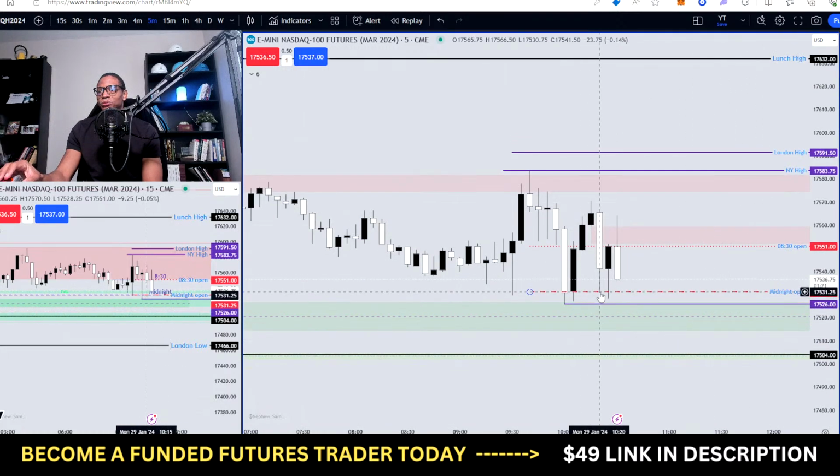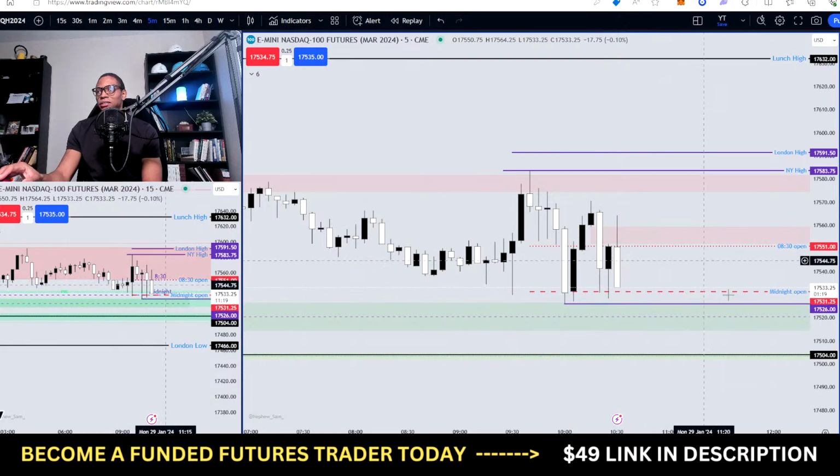All right, so this test of the midnight open was not enough to push us to new highs. It's coming back for another retest. Not only the midnight open, but possibly this hourly low.